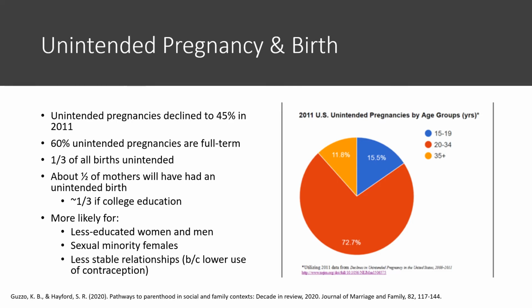So unintended pregnancies and births are more likely for less educated women and men, sexual minority females, interestingly, and women in less stable relationships, because that's correlated with lower use of consistent contraception. And then the graph just reminds us that unintended pregnancies are most likely to happen to women ages 20 to 34, so a smaller amount to teens and to women over the age of 35.